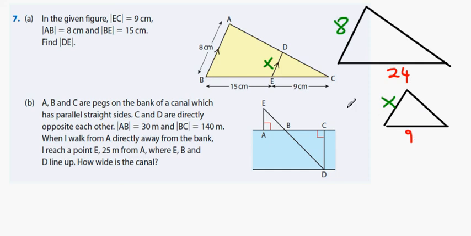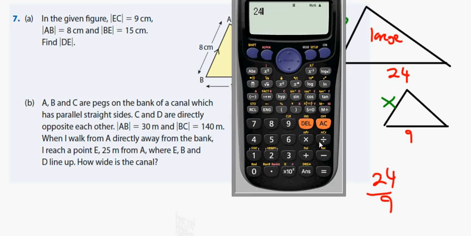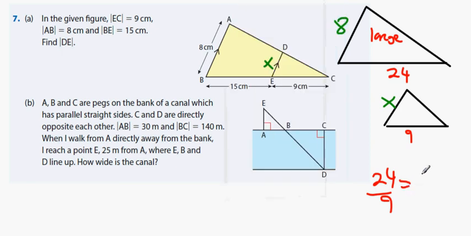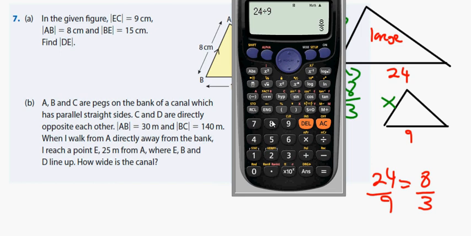24 corresponds to 9. Okay, and now we have enough because we know that this triangle, the larger triangle, is 24 over 9 times bigger. Okay, so 24 divided by 9, which is 8 over 3 times bigger. It's 8 over 3 times bigger. And this means that the number 8 is going to be 8 over 3 times smaller when it turns into X. So just divide 8 by 8 over 3.